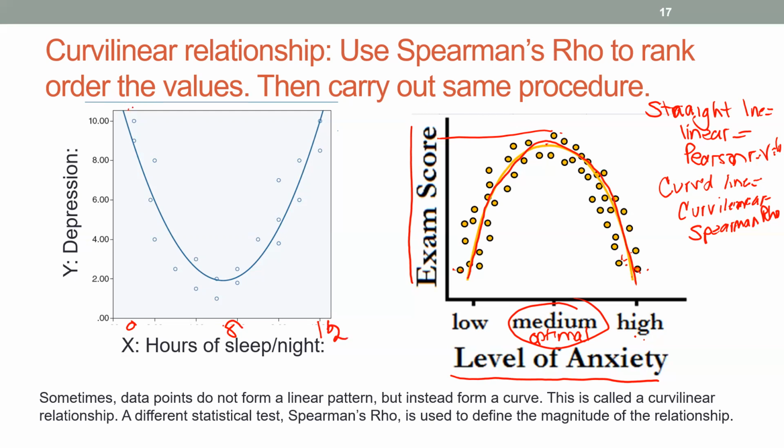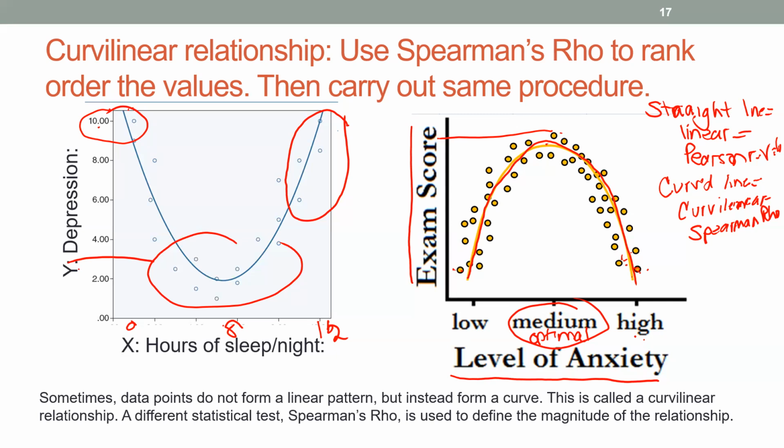So if your sleep is too low, your depression is going to be high. You don't get enough sleep. If your sleep is too much, you're sleeping 12, 14 hours a day, your depression is high. But if you're getting about the right amount of sleep, your depression will be low. Now, that doesn't mean sleep causes depression. Some people think that depression causes the sleep deprivation. Some people think that sleep deprivation causes depression. It's still a relationship that could go in either direction, but it's curvilinear.